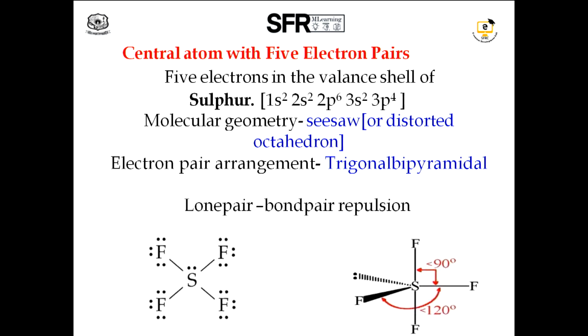That geometry is seesaw. The example is SF4. According to hybridization, the electron pair arrangement gives trigonal bipyramidal geometry. So the hybridization is sp3d, but due to lone pair repulsion we get a distorted geometry, that is seesaw geometry or distorted octahedron geometry. Due to the trigonal bipyramidal geometry, the bond angles expected are 90 degrees as well as 120 degrees. But due to lone pair bond pair repulsion, the bond angles may differ.